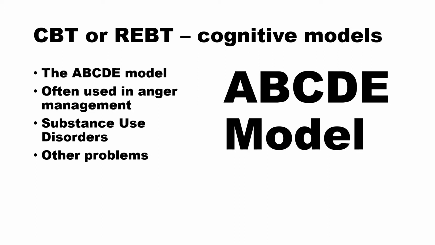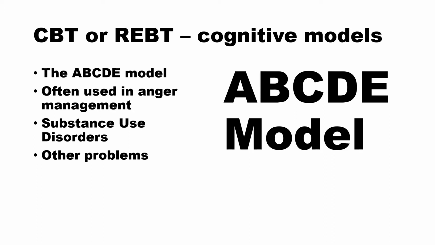Another theoretical model that beginning substance use disorder counselors should be familiar with is the ABCDE model. Originally, it was designed by a man named Albert Ellis. It's part of the basic thinking of cognitive behavioral therapy or rational emotive behavioral therapy, both cognitive models of thinking. The ABCDE, or sometimes it's only called the ABCD model, is often used in things like anger management, but it's very helpful for substance use disorders and many other problems.